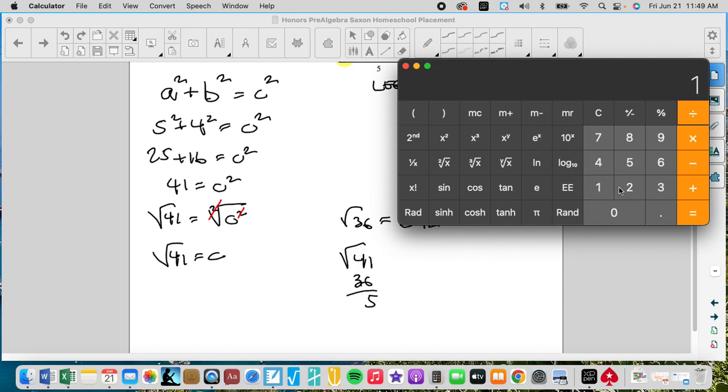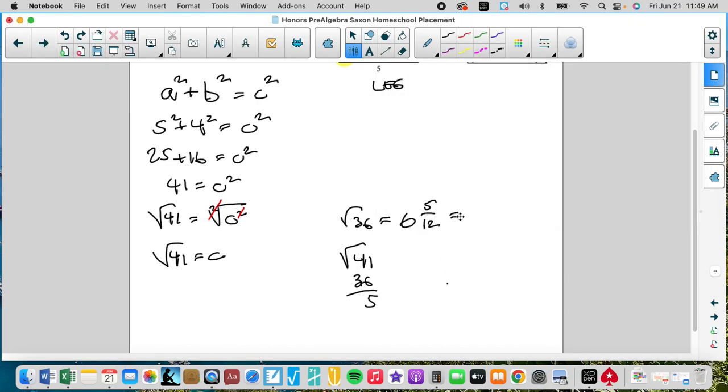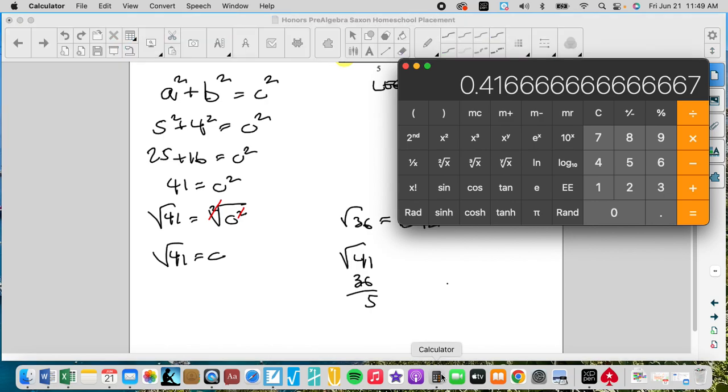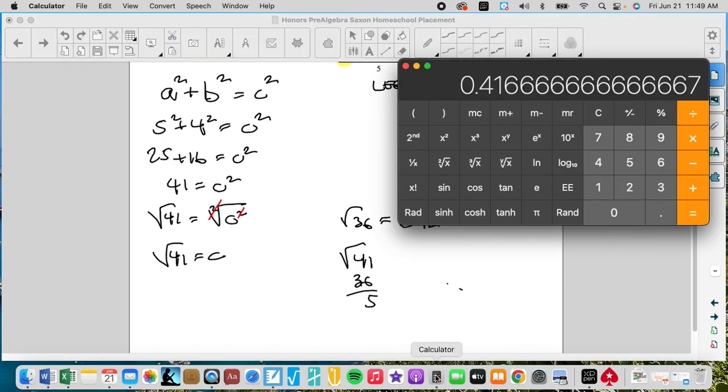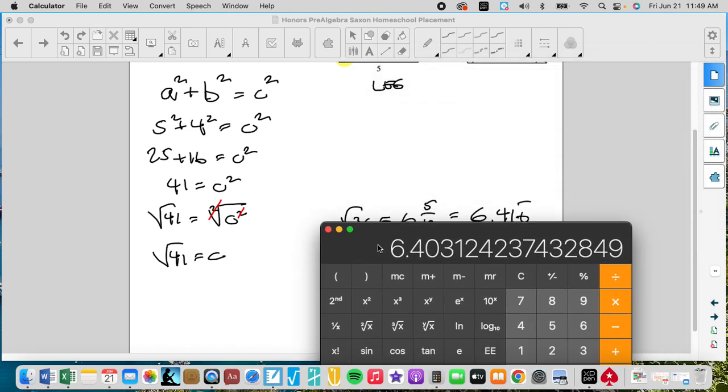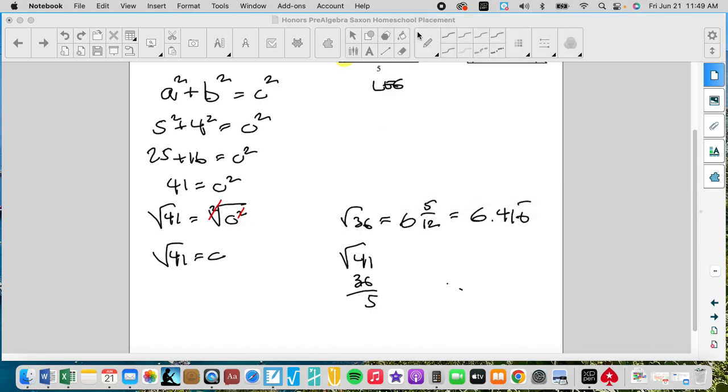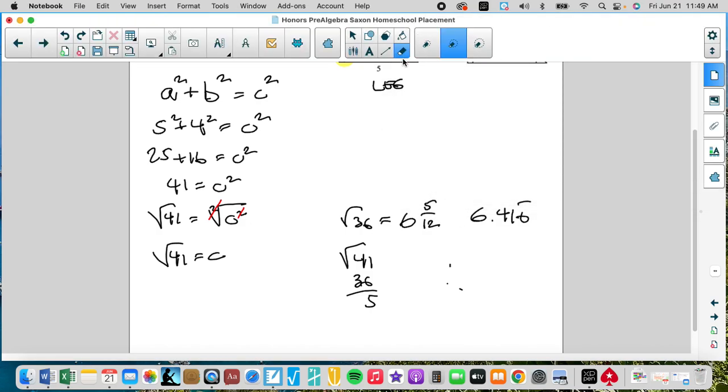5 divided by 12 gives us 4.16 repeating. And now let's see, square root of 41. Square root of 41 is approximately 6. It's not bad. So approximate, let's use our approximate number.